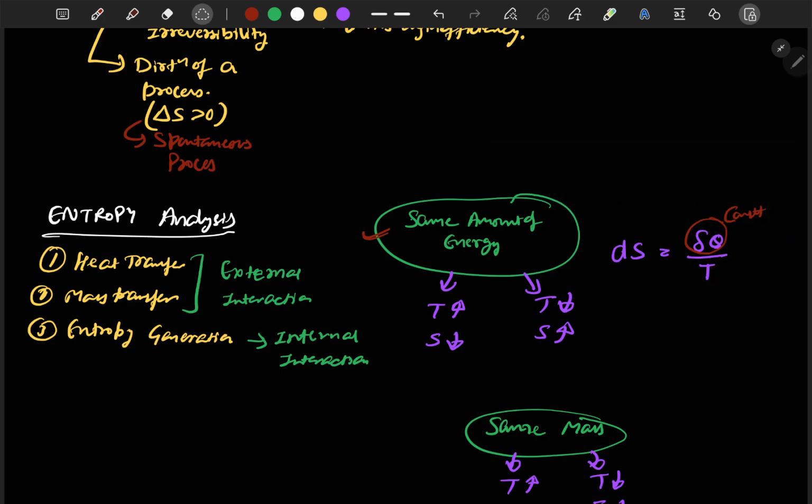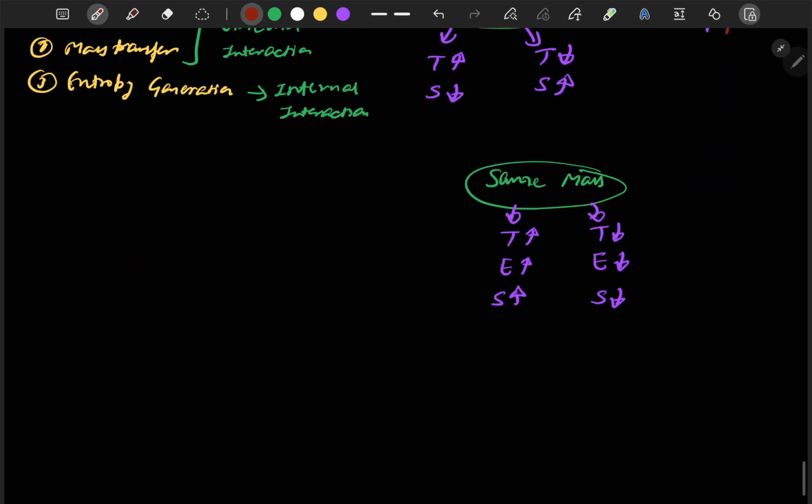Since dQ is constant, if we increase the value of T, then we can see that our delta S, or we can directly use S for entropy, will be decreasing. So we say that for the same amount of energy, our entropy is decreasing. Next, if we decrease the temperature, our entropy will increase. Next, let's talk about the same mass.